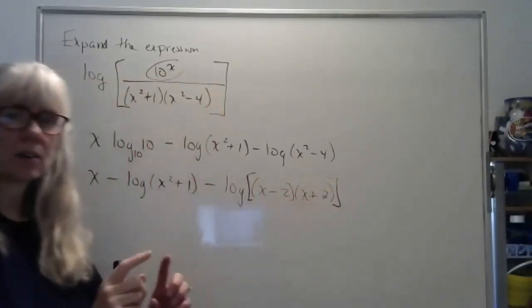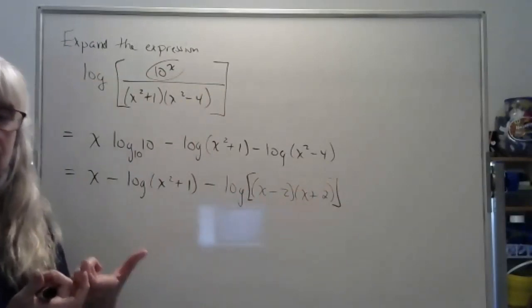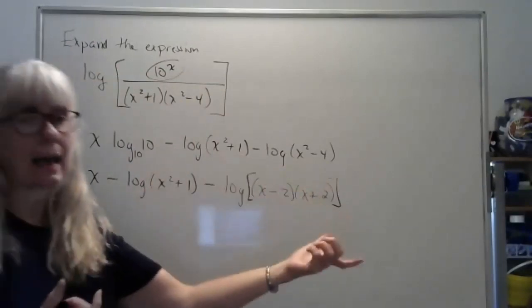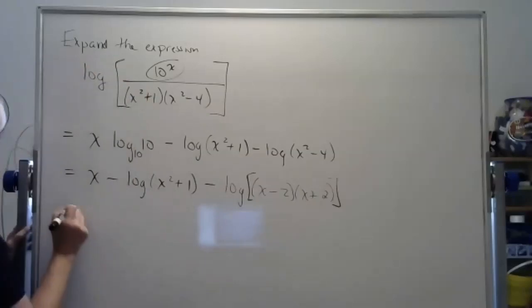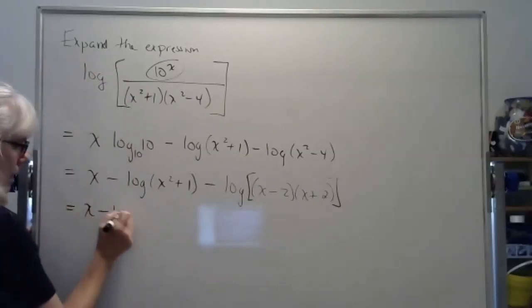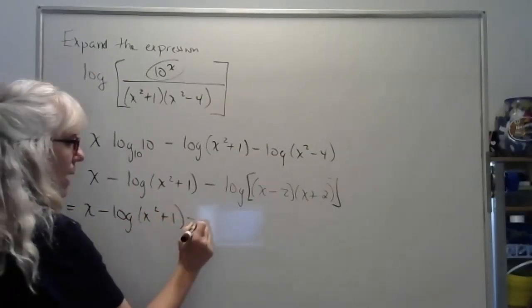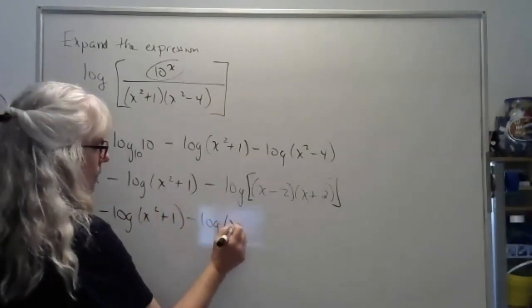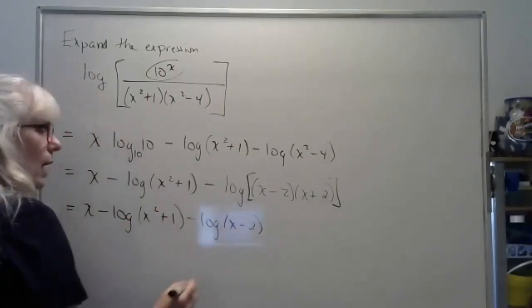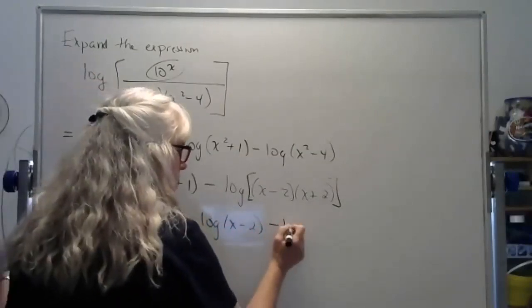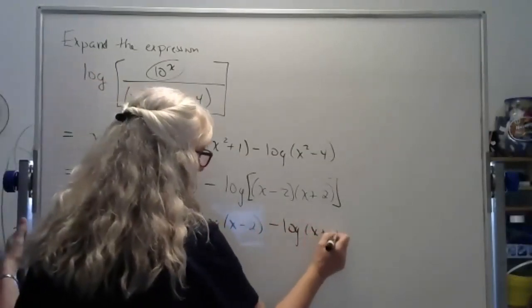And because you can factor it and write it as a product, that means you can split it apart again. And now I'm almost done. So I'm going to keep the x. I'm going to keep that middle term that was the log of the x squared plus 1 minus the log of x minus 2. And believe it or not, it's another minus times the log of x plus 2.